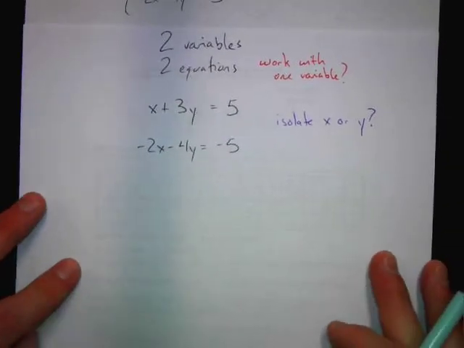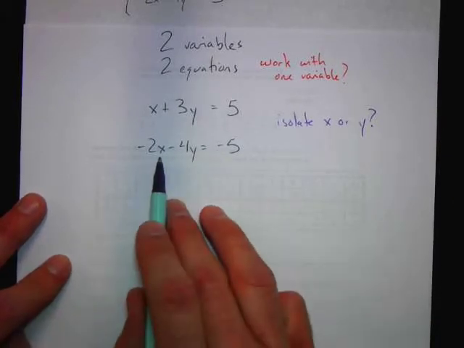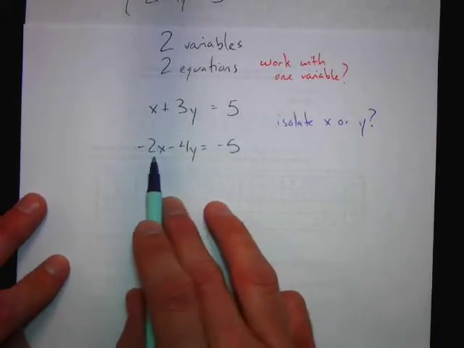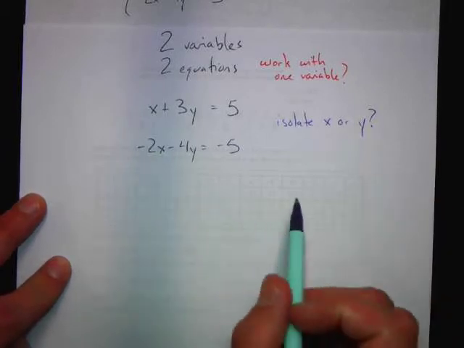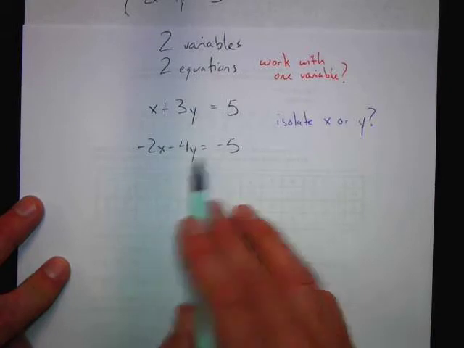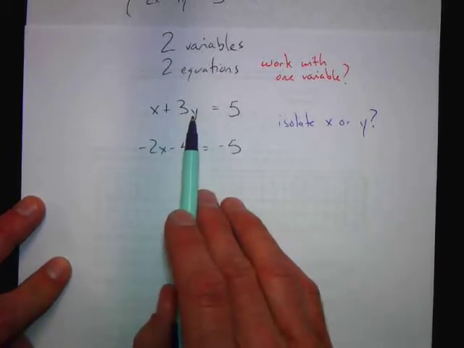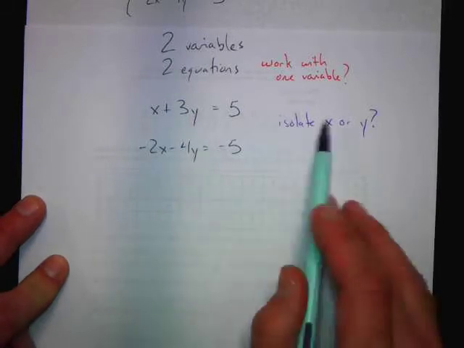We've solved literal equations, right? If we look at this equation here, we could definitely isolate x. We would add 4y and then divide by -2. X would be isolated. We could isolate this y. We could add 2x and divide by -4. It would be isolated. We can even work with this equation. We could isolate this y, subtract x and divide by 3. We can totally isolate x or y.